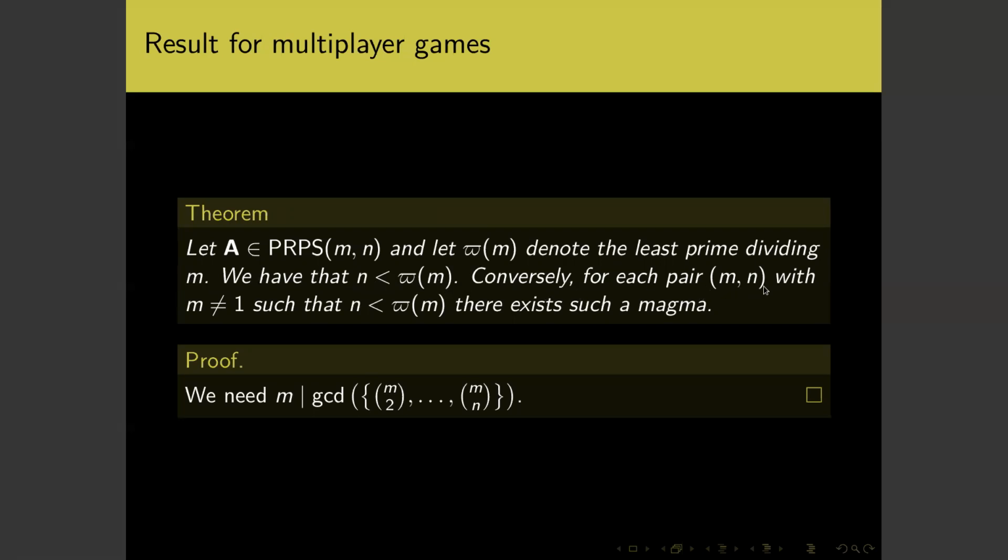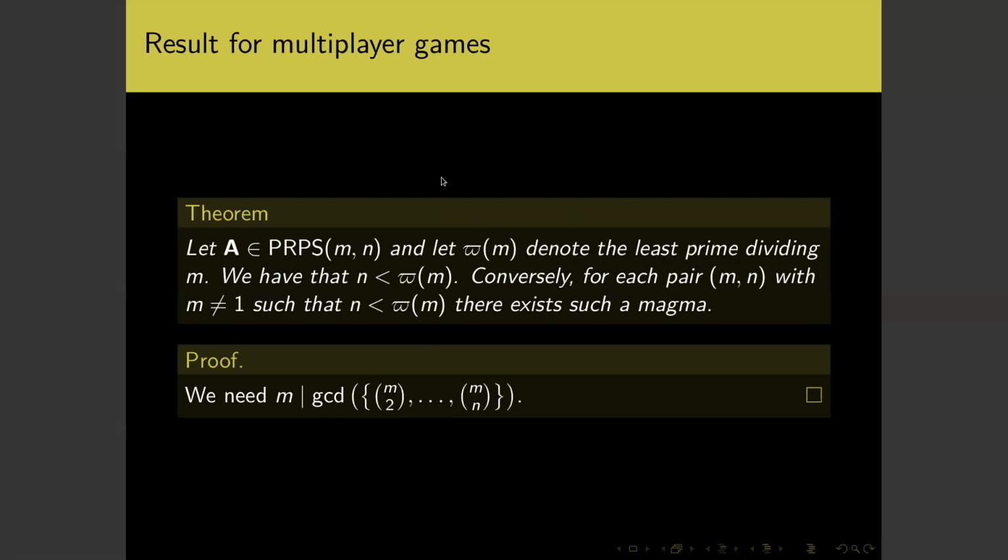So conversely, for each such pair M,N with N strictly less than the least prime dividing M, well, where M is not 1, we have that there exists such a magma. And so the proof is really essentially the same as the binary case. Basically, we just need that M divides the greatest common divisor, or in other words, M divides M choose 2 and M choose 3 up through M choose N. This basically comes from that strong fairness condition and essential polyadicity. And so then if we have that M divides each of those guys, then M must divide their greatest common divisor. And we can go on from there to see that this condition must hold. And if it does, we can again work backwards and show that there always does exist such a magma.